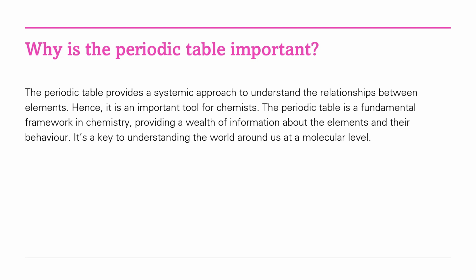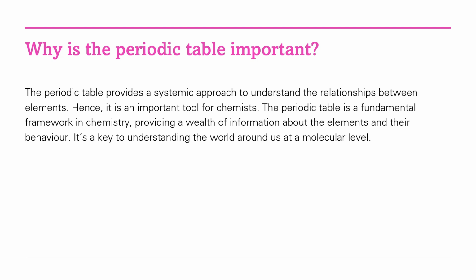The periodic table is used by chemists to predict the properties of elements. For example, if a chemist knows that an element is in the same group as sodium, they can predict that it will be a soft, silvery metal that is very reactive.